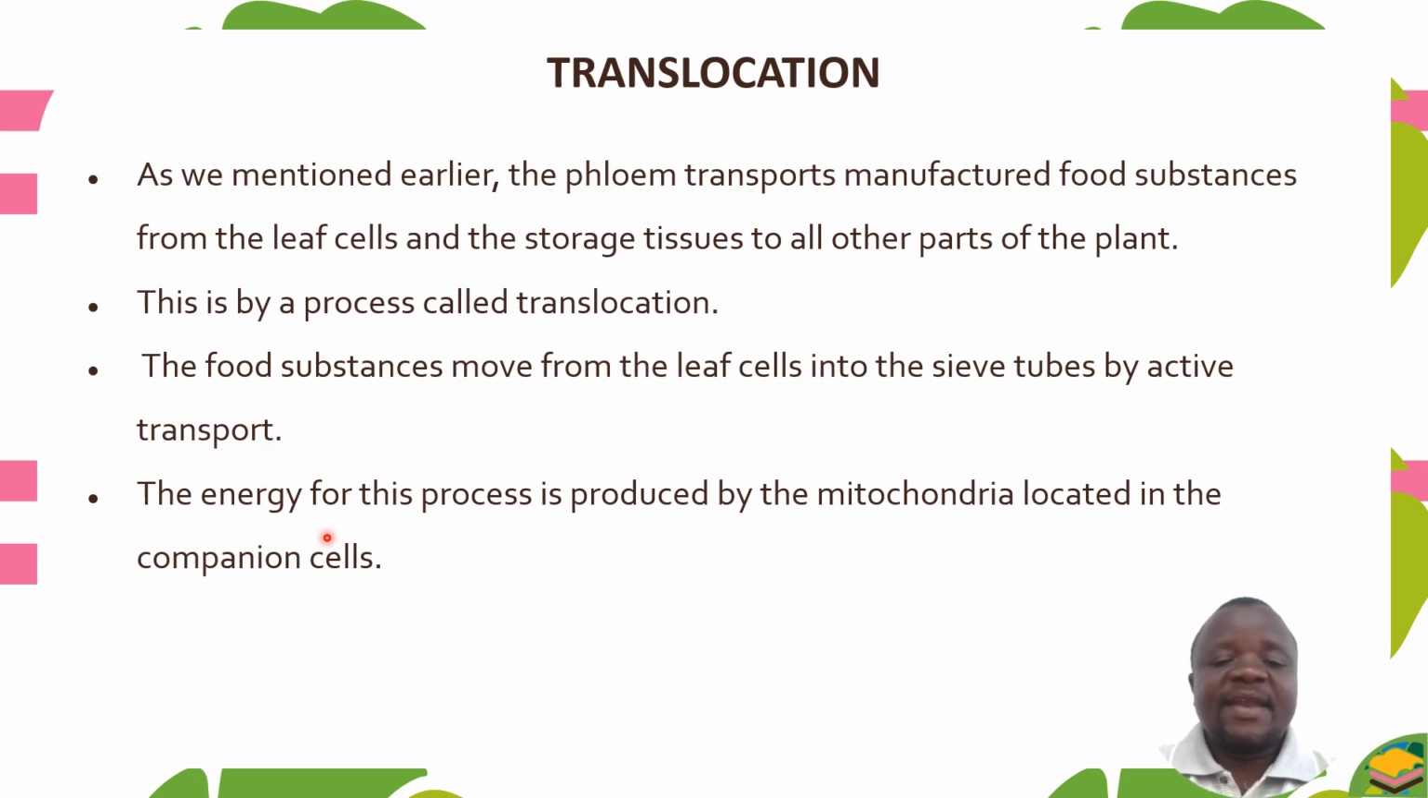The energy for this process is provided by the mitochondria, which are located in the companion cells. So the companion cells are actually supplying this energy to the leaf so that the food can move from leaves to the sieve tubes by active transport.